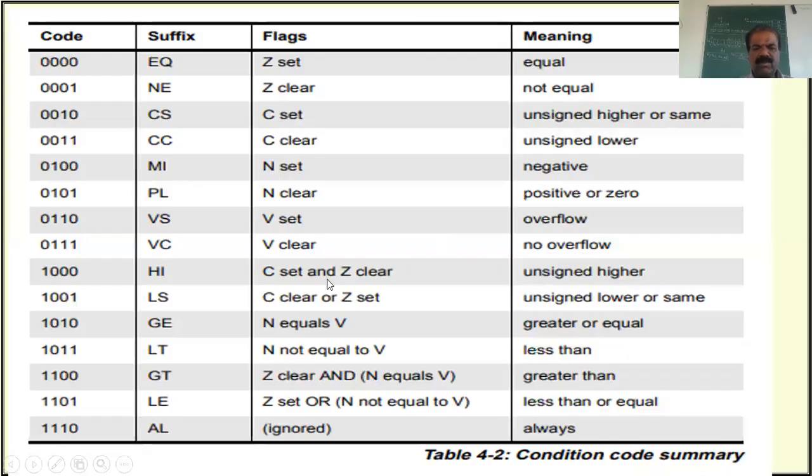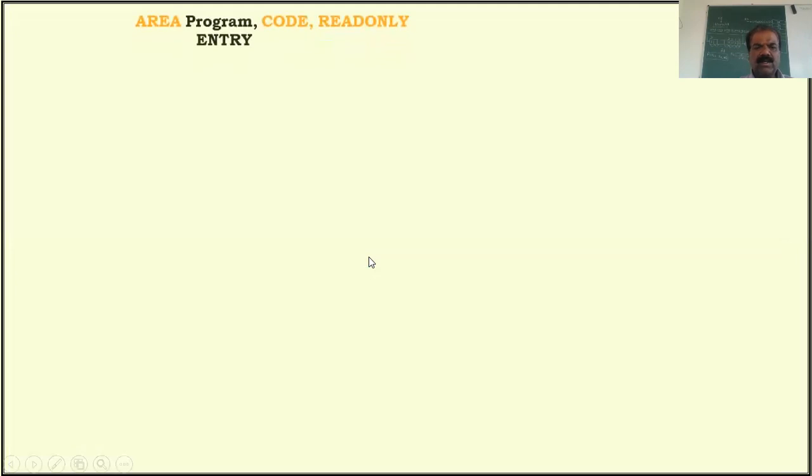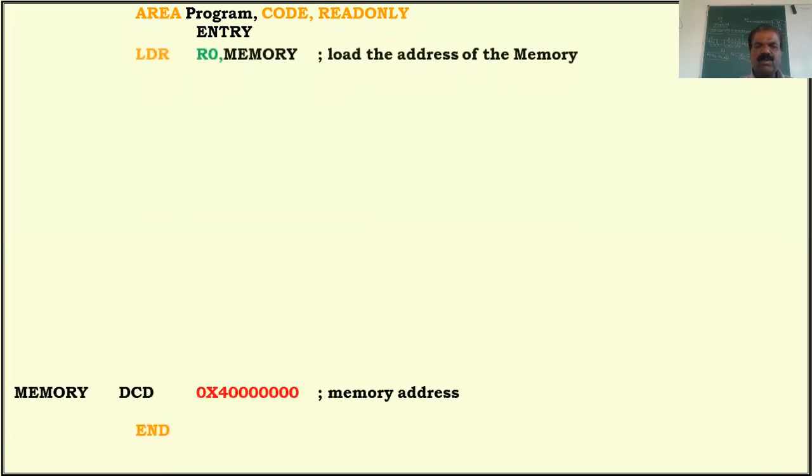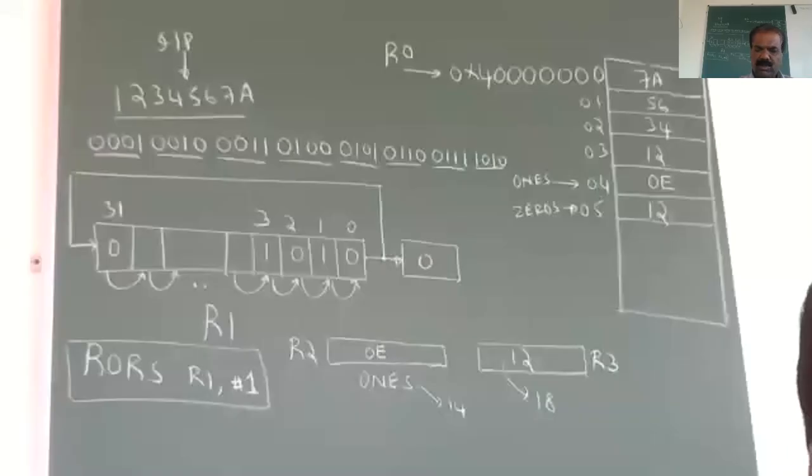These are the different types of flags available in our LPC 2148 ARM7 microcontroller. Before going to this, I'm going to explain the actual program. This is the program. But before that, I'm going to explain the logic behind this. First, I'll explain the logic, then I will go to the complete program.